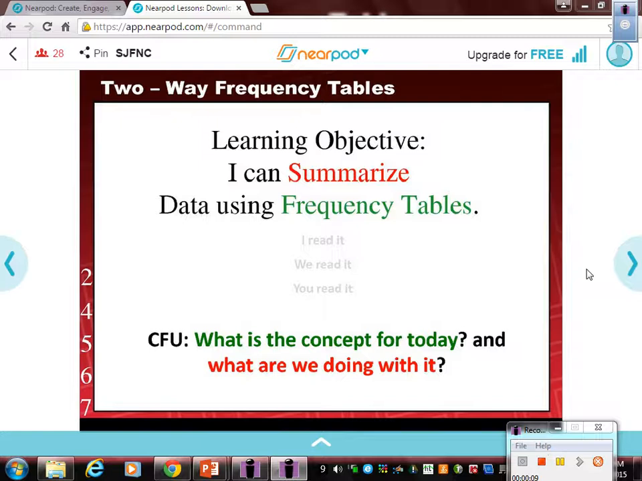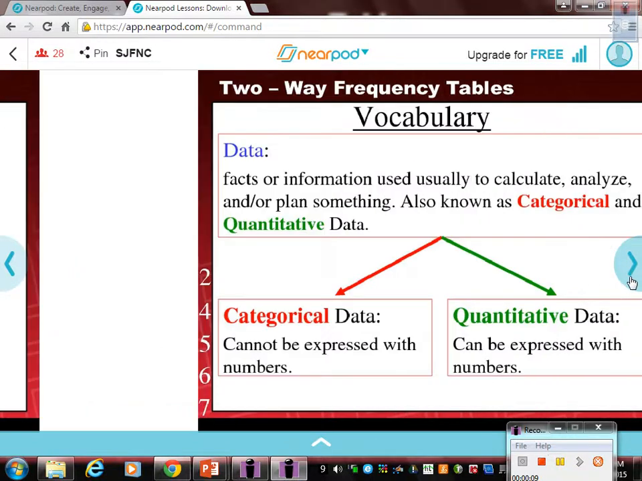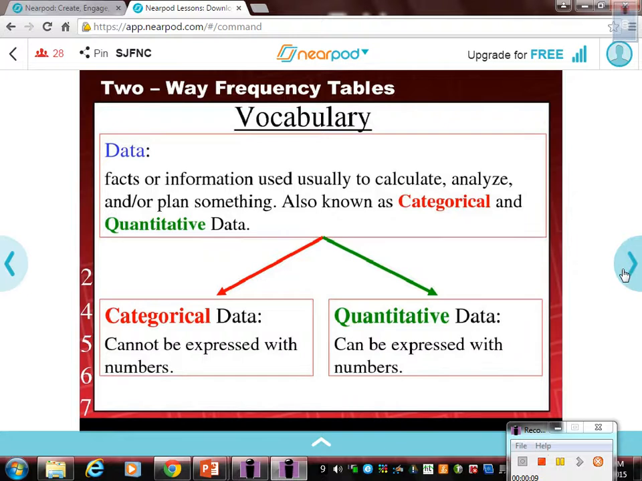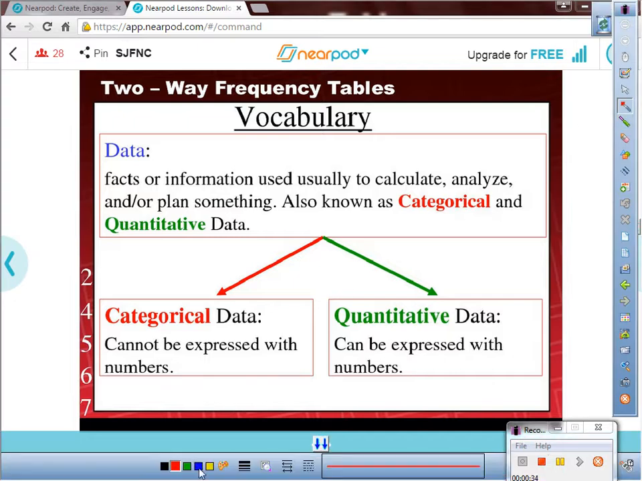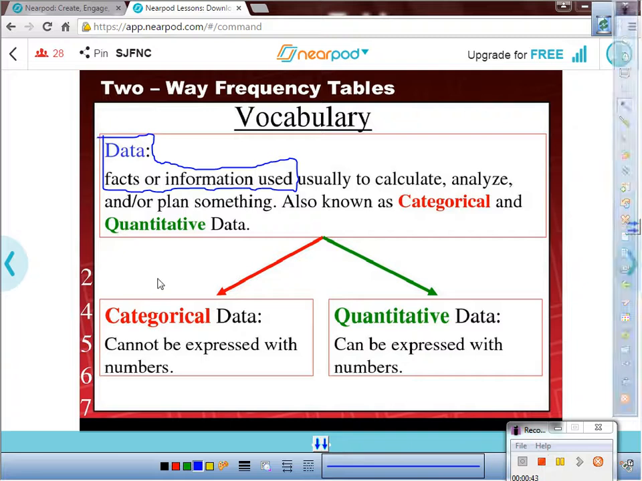And you have your Frayer model. Okay. And on your Cornell notes, you have your column for the Q's. Is that correct? Okay. On the Q section, I want you to write these terms down, please. The first term that I want you to write is data, and the definition is facts or information used. That goes on the Q side.